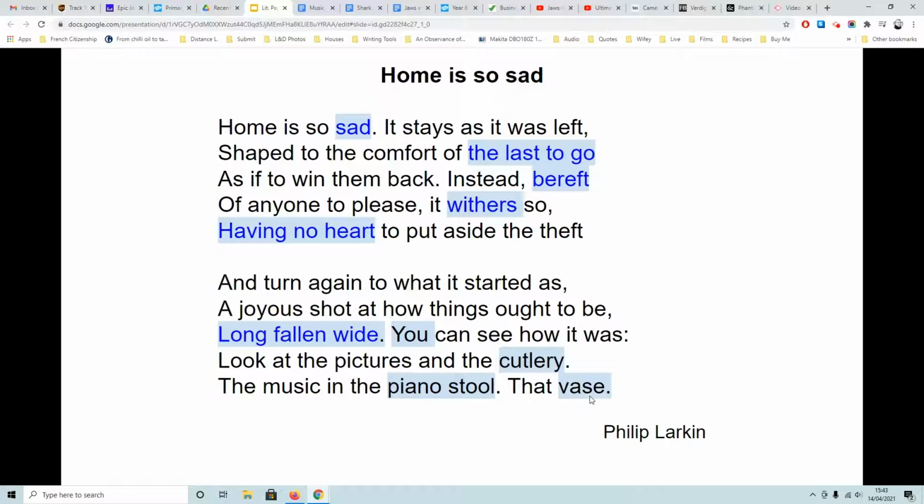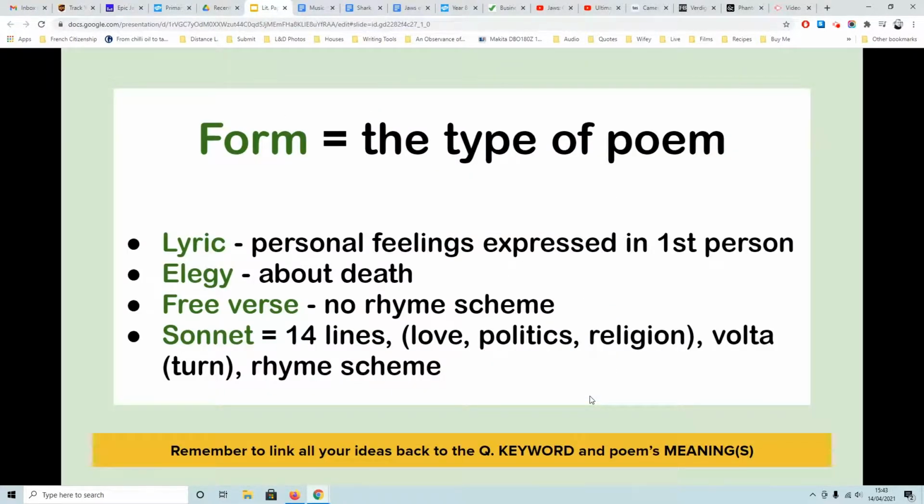It's such a humdrum image, but when we start to think about the withering flowers that might be in there, who gave them, it starts to develop its resonance deeper and deeper. Okay, let's move on to form, another thing students find difficult. Form just means type of poem. So here are some types of poem: lyric poems, personal feelings expressed in the first person. Elegies are poems about death.